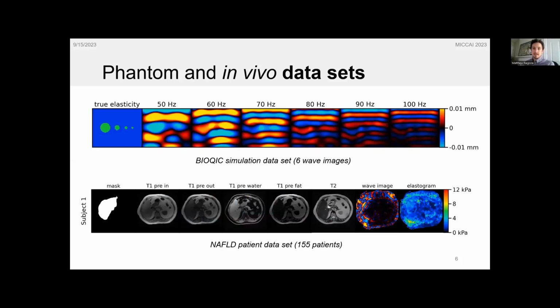Next, we evaluated a data set of medical images from 155 patients with non-alcoholic fatty liver disease. Each patient in this data set had liver segmentation masks, several anatomical image sequences, and MRE data. We applied reconstruction to each patient's wave images and compared the results to the gold standard elastography, which was obtained from a proprietary algorithm from the MRI scanner.